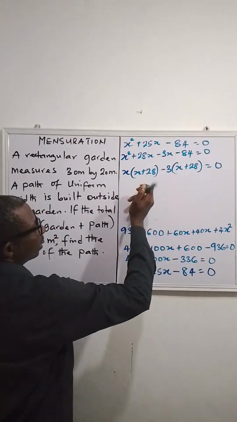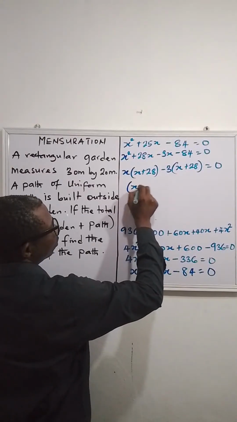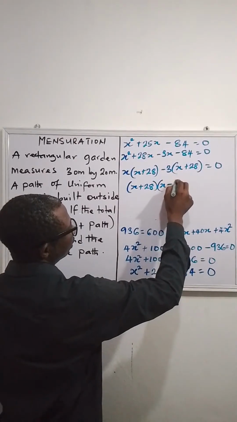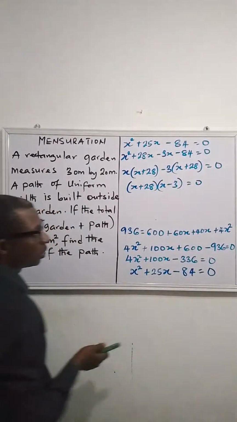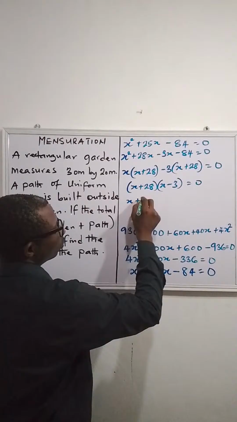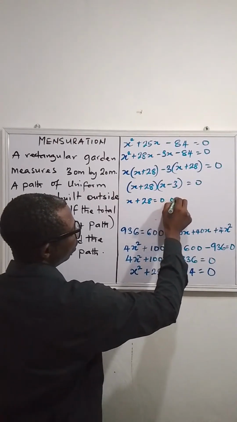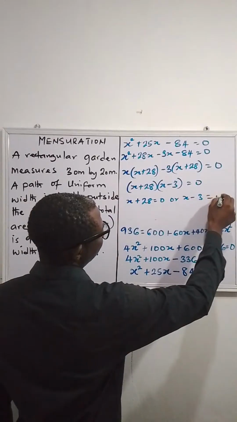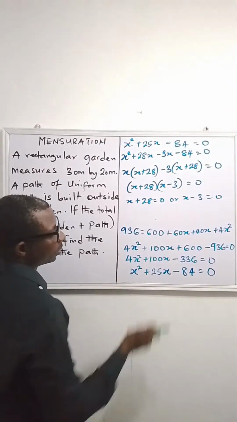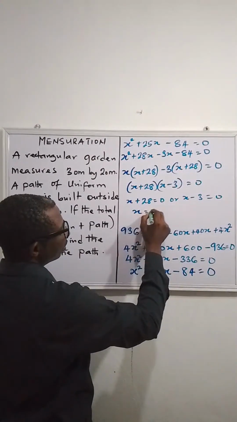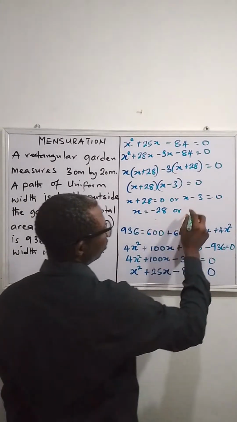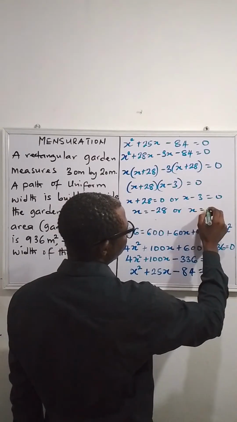Okay, so now let's factor out x plus 28. So we are left with this, x minus 3 equals to 0. As you can see, we have two entities multiplying each other to have 0. So it's either x plus 28 is 0 or x minus 3 is 0. Okay, so now let's subtract 28 from both sides. We have x equals to negative 28, or we add 3 to both sides here. We have x equals to 3.